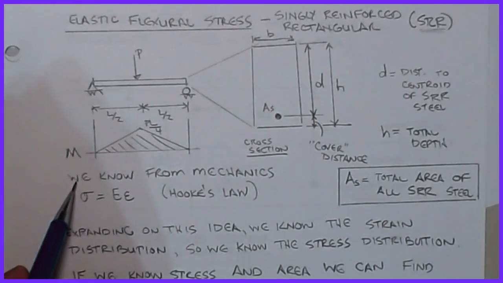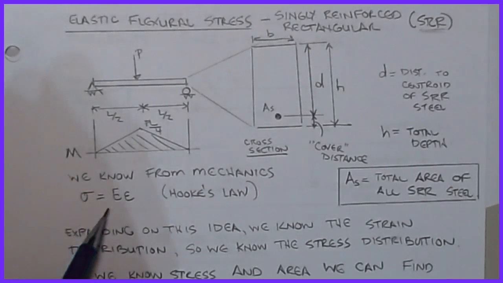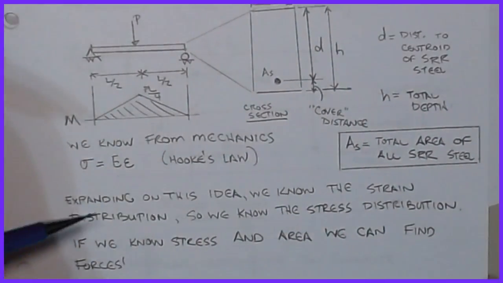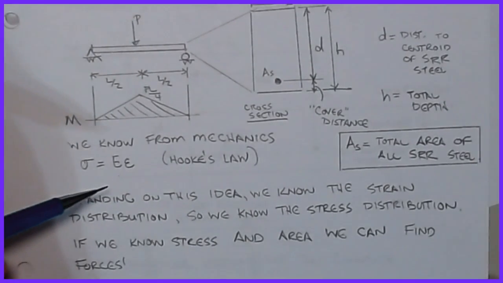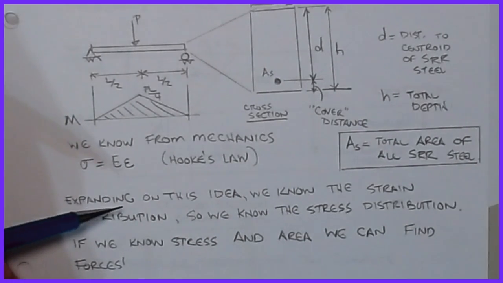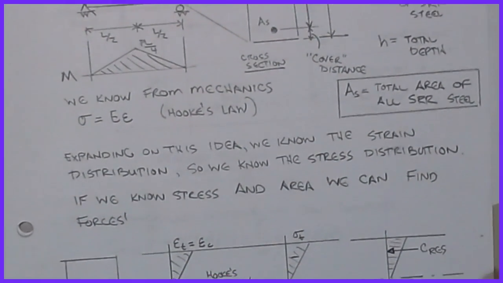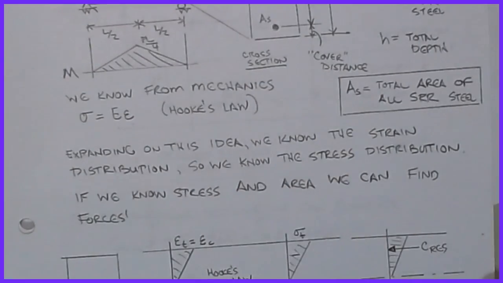We also know from mechanics that stress is directly related to strain by Young's modulus. This is our one-dimensional Hooke's law relationship, and so we'll expand on this idea so that if we know what the strain distribution in the entire cross-section looks like, I should know what the stress distribution also looks like. And from that, we can find forces, because stresses are related to forces directly.